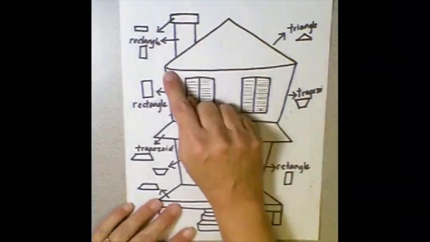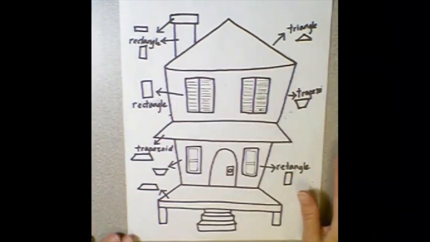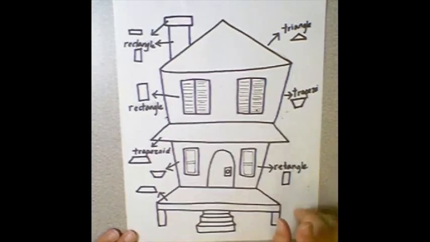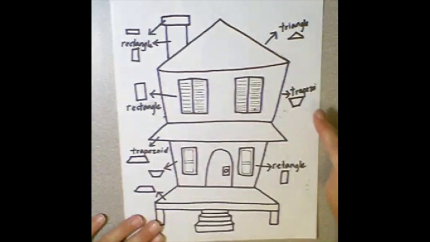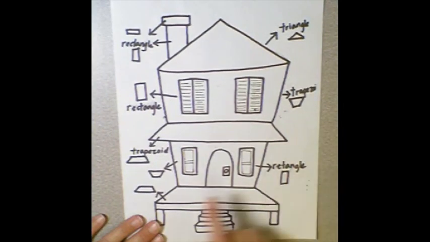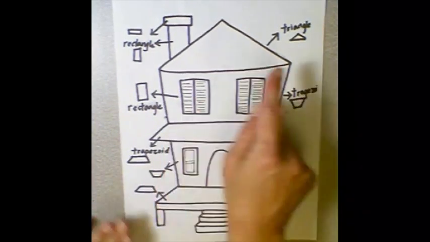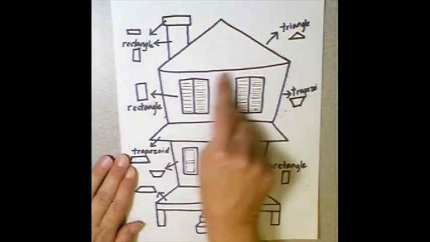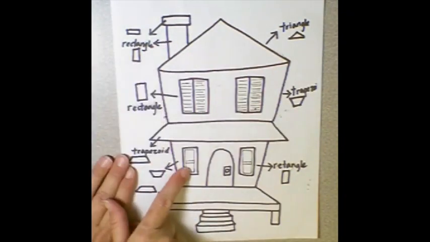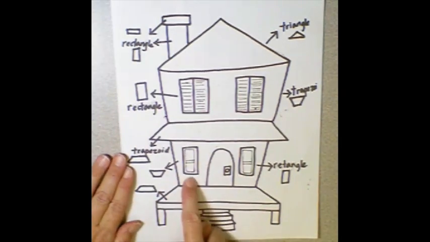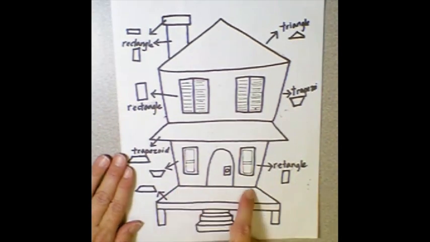This paper shows a breakdown of the house and how it's drawn. It's really very simple shapes. Rectangles, triangles, trapezoids. That's really it. The roof is a triangle. Then a trapezoid, rectangles for the windows, for the chimney. Think simple shapes.